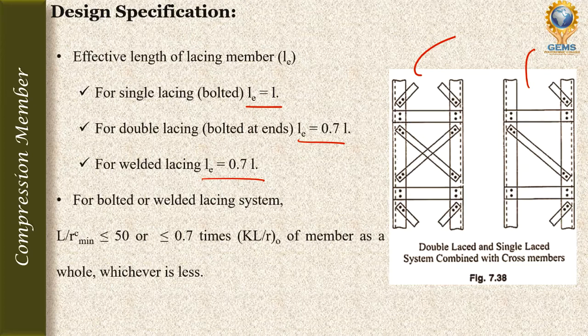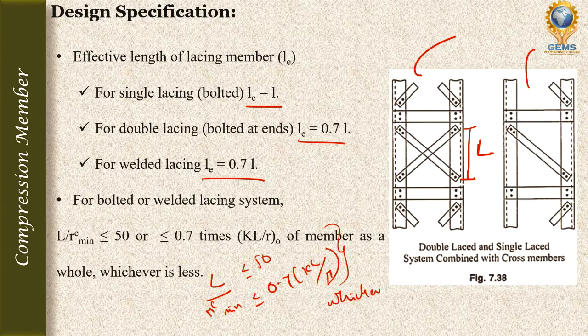So how can we find the longitudinal spacing? This is the spacing, length. Length is the spacing between the two lacings. So how can we find that? This L can be found by L by r_c minimum less than 50 or less than 0.7 times KL by r, whichever is lesser. From that we can find the L value. r_c minimum is the minimum radius of gyration.